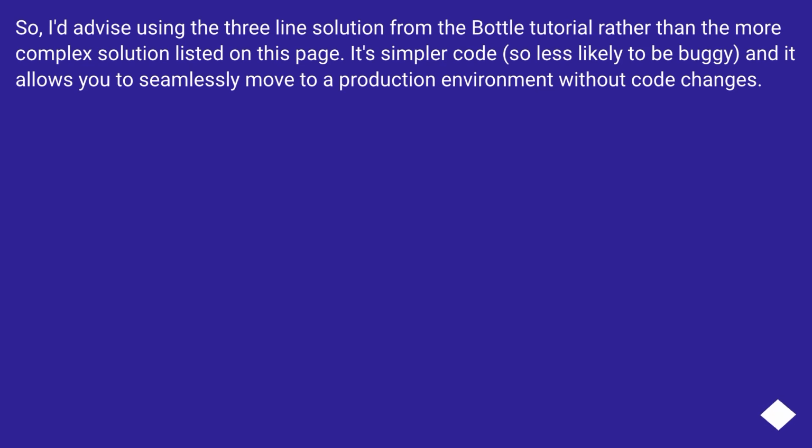So, I'd advise using the 3-line solution from the Bottle tutorial rather than the more complex solution listed on this page. It's simpler code, so less likely to be buggy, and it allows you to seamlessly move to a production environment without code changes.